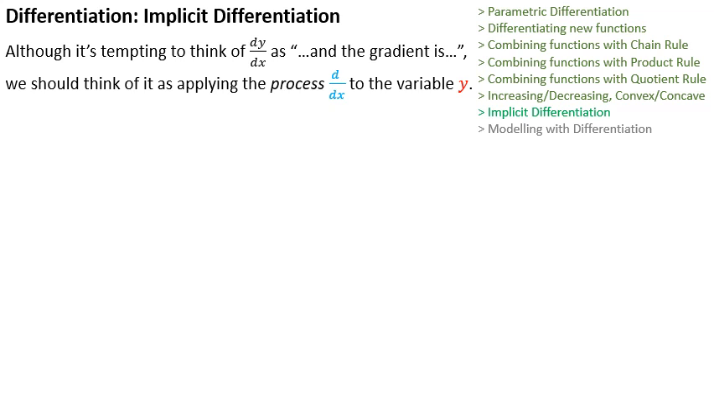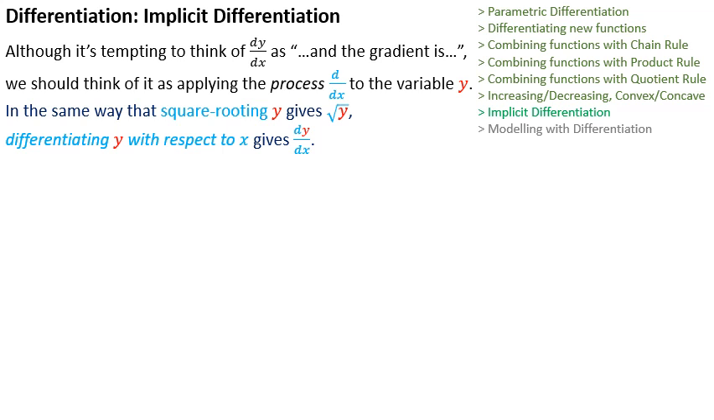It's called implicit differentiation for reasons that will become clearer as we go through, but the idea is we can move away from functions that are just written as y equals some function of x. So we need to think of that dy by dx as being the rate at which something changes as x changes, and in this case the something happens to be y. So in the same way that when you square root y, the result is the square root of y, when you differentiate y with respect to x, what you get is dy by dx. So it's an object that represents specifically the rate at which y changes with respect to x.